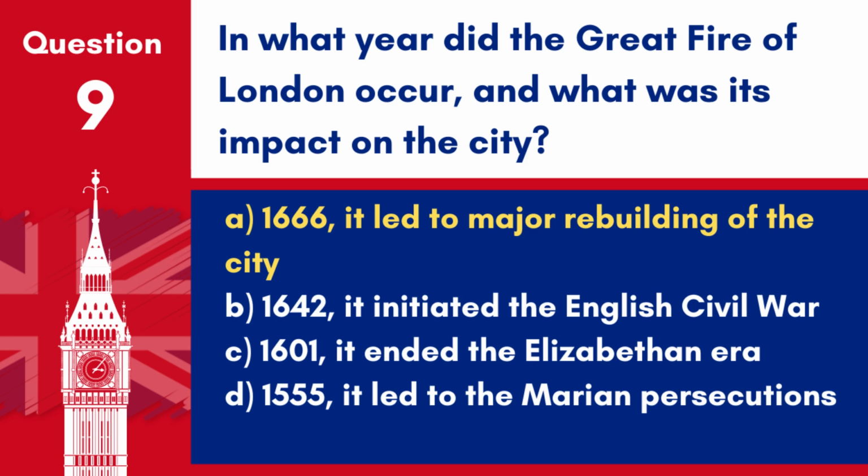Answer: A. 1666. It led to major rebuilding of the city. The Great Fire of London in 1666 destroyed a large part of the city, including most of the medieval city of London, which led to the subsequent rebuilding of the city with new architectural designs.